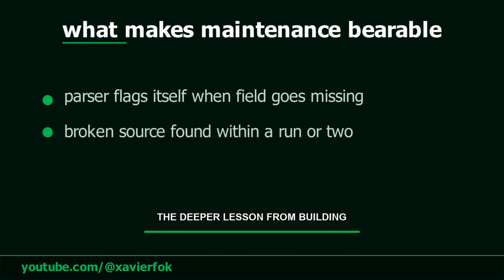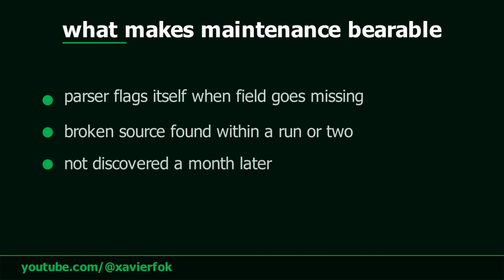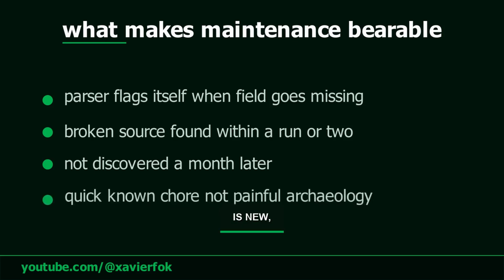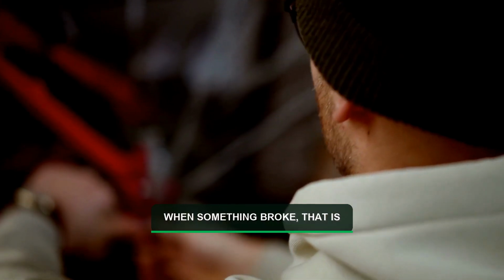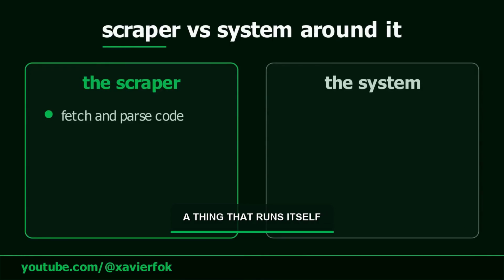The deeper lesson from building these is that the scraper is the part that feels like the project, and it is the part that matters least. The fetch and parse code is maybe a day of work. The system around it, the database that tracks what is new, the schedule that fires it reliably, the retries that survive a blip, the validation that catches bad data before it lands, the alerts that tell you when something broke. That is where the real engineering lives, and that is what separates a thing that runs itself from a thing that worked once in a demo.